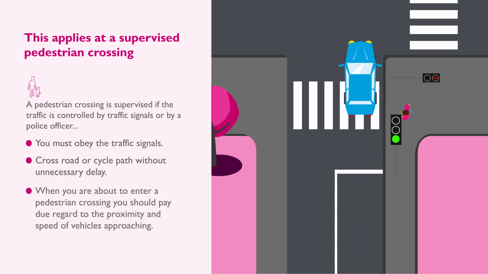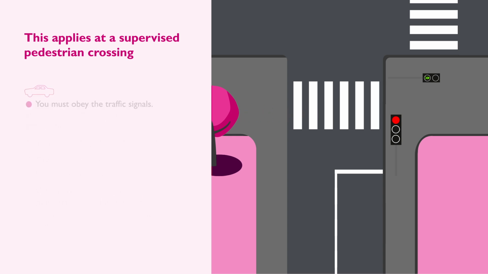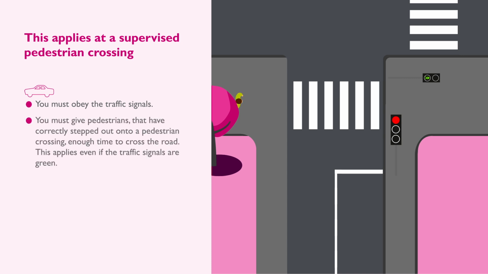When you are about to enter a pedestrian crossing, you should pay due regard to the proximity and speed of vehicles approaching. When driving, you must obey the traffic signals. You must give pedestrians that have correctly stepped out onto a pedestrian crossing enough time to cross the road. This applies even if the traffic signals are green.